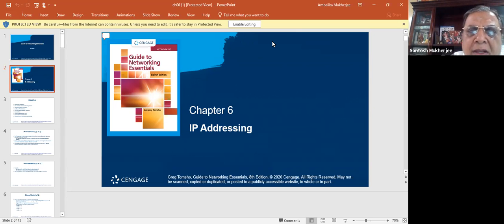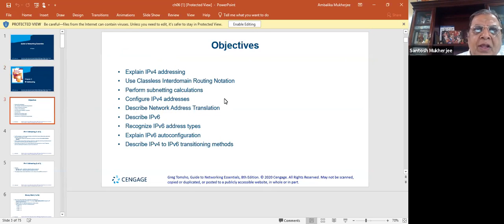Now, today in our class of chapter 6, we will be discussing IP addressing, what is IP addressing, and what is the objective of it. So initially we will start with IPv4 addressing. Use classless interdomain routing notations, perform subnetting calculations, configure IPv4 address, describe network address translations, describe IPv4 address types, autoconfigurations, and transition methods.